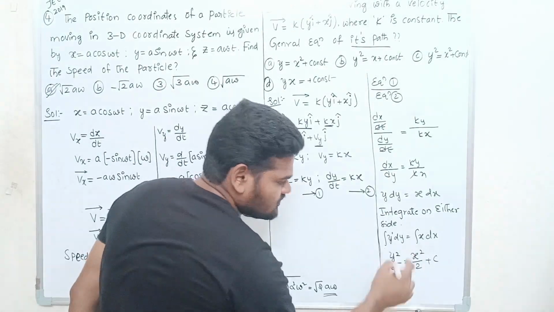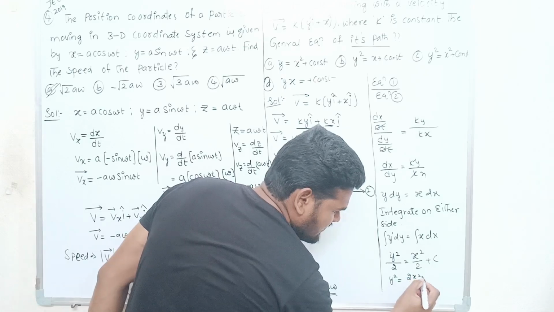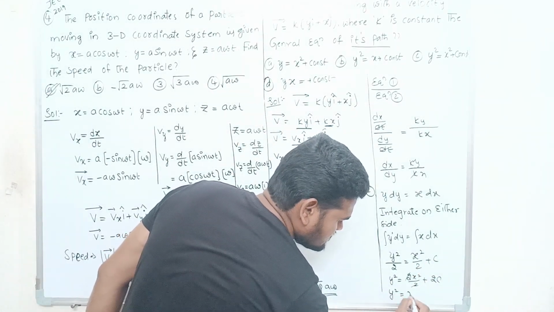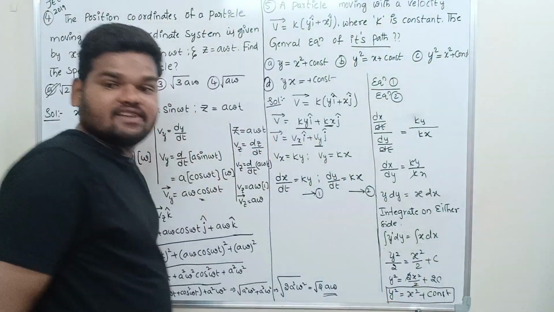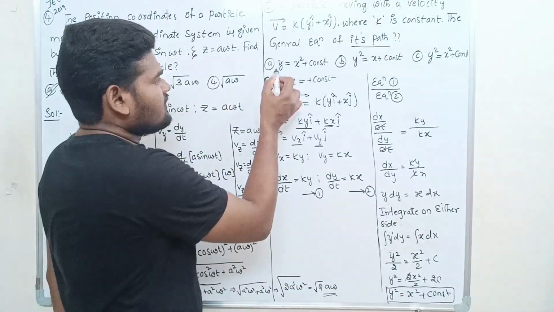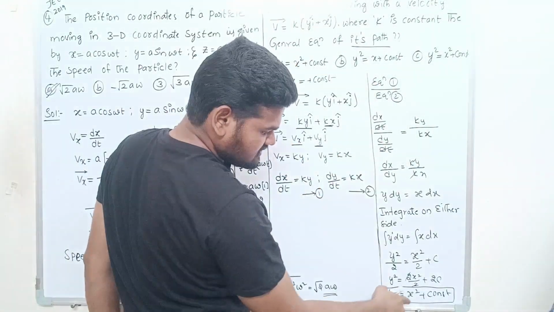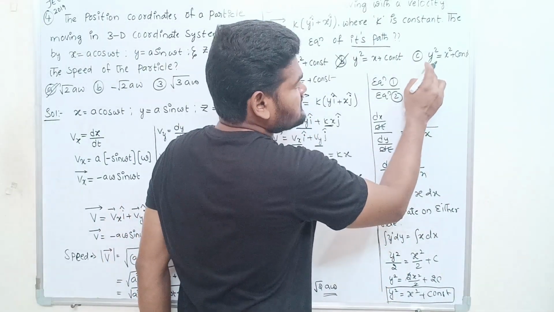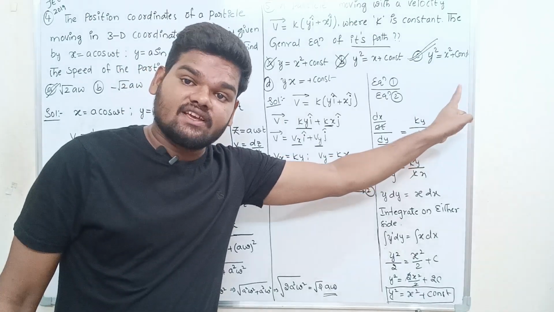So I'm sending this 2 to that side. It becomes y square is equal to x square, multiplied by 2 and divided by 2, plus 2c. So 2 gets cancelled out, and y square is equal to x square plus 2c, which is some constant. So we got the path equation: y square is equal to x square plus constant. Have a look, this is what we got. Here we have y square is equal to x square plus constant. This is our correct option, so this is the path of the particle.